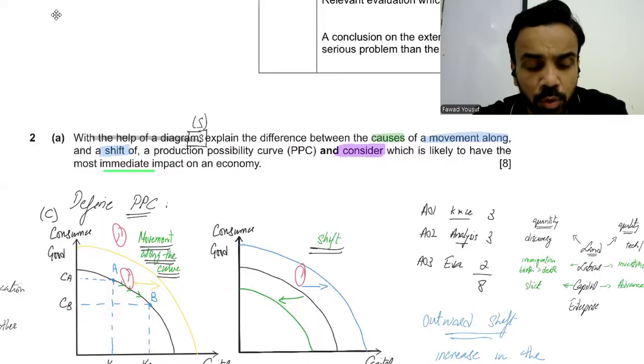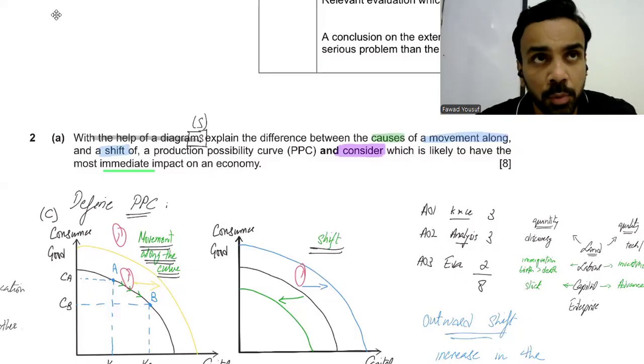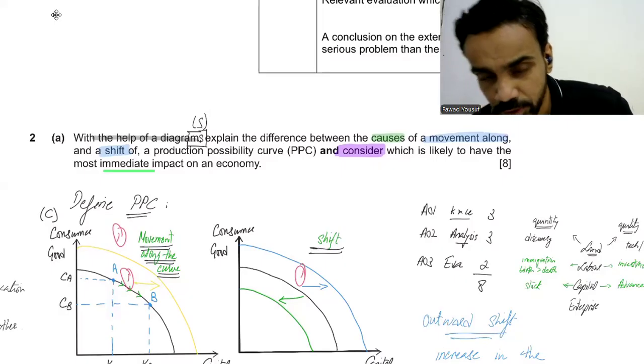What I've noticed is mostly part A and part B is where you really, part A for both micro and macro is where you can really get your marks.